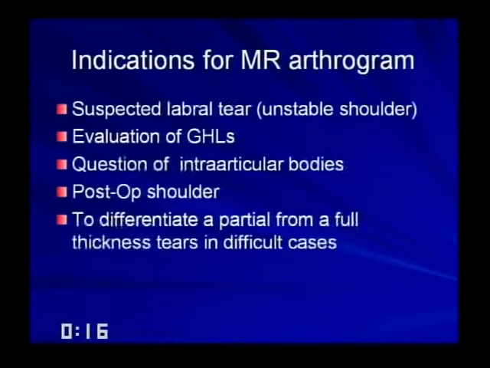Well, who do you do an MR arthrogram on? I think if you look at your patients in general, you have the older patients with rotator cuff tears, and you have the younger patients with instability. So basically, if you just divided them above and below 30, you'd probably be correct most of the time. But really what we do it for is suspected labral tear, unstable shoulder, looking at the glenohumeral ligaments. We're going to look at them today. If you're looking for loose bodies, post-op shoulder, and difficult cases where you really can't tell the difference of a partial tear from a full thickness tear.